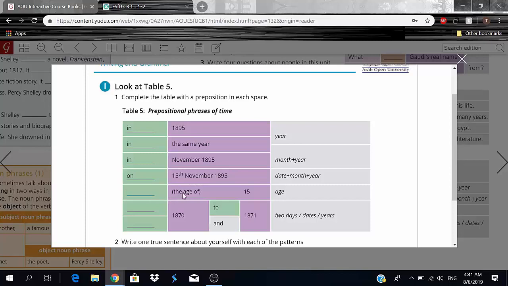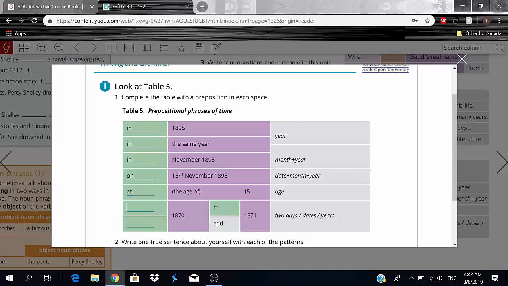Now here we have the age of. When I'm saying the age of and a number, simple age, I say at. So when I was at the age of 15, at the age of 16, at 17, it's always at. I don't say on the age of 15, I say at the age of 15. If I'm reading a biography, for example, I say when he was at the age of 25. At, and not in or on.